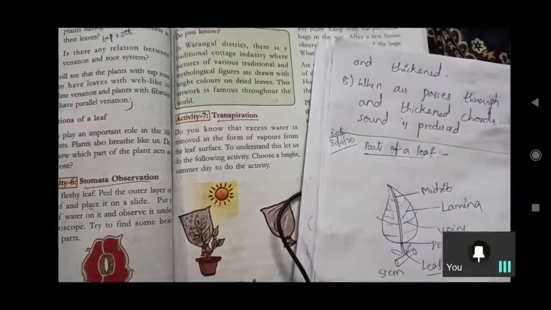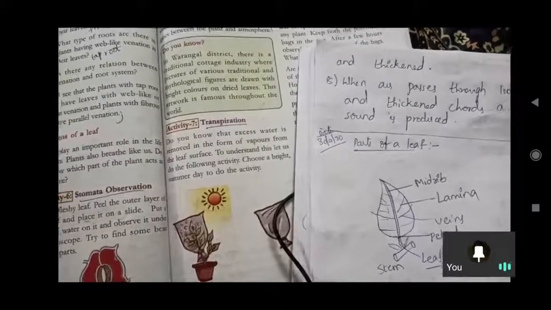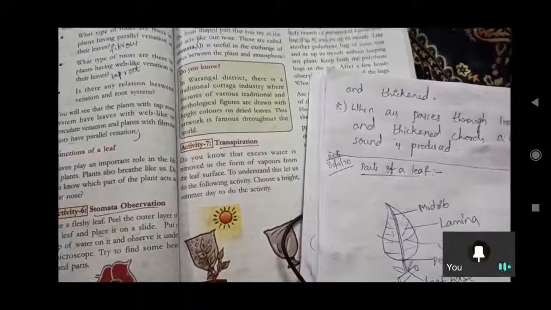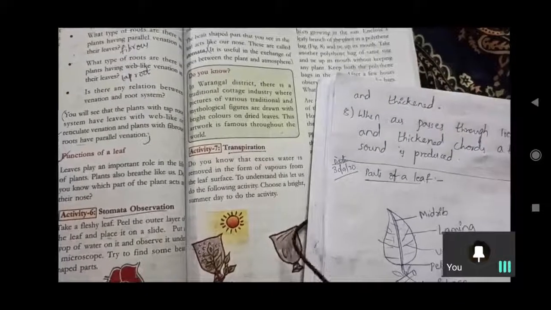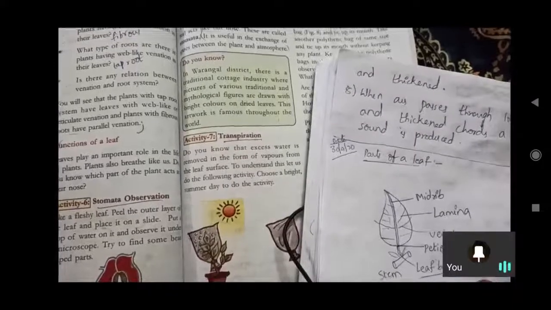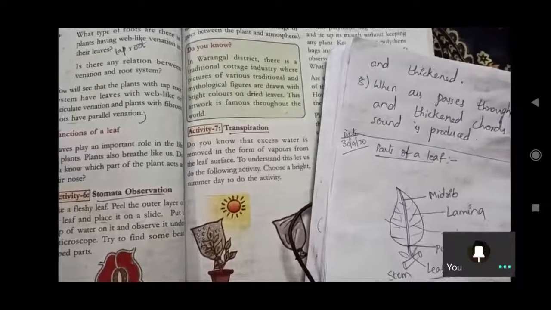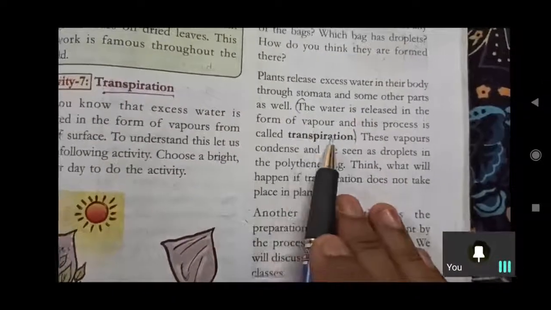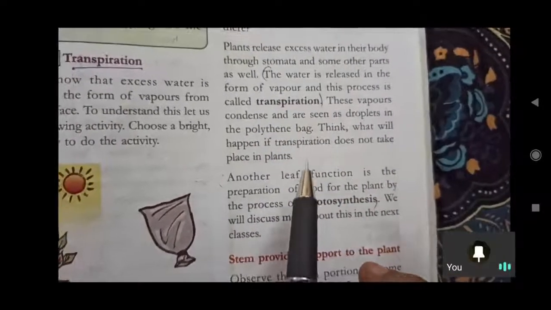And in the early morning, if we observe in winter season, we can observe small drops of water on the surface of the leaves. Where is it coming from? From the leaf. The excess water is entering into the atmosphere. The water vapor from the leaf entering the atmosphere is called transpiration. What is transpiration? The water is released in the form of vapor from the leaves. That is called transpiration.